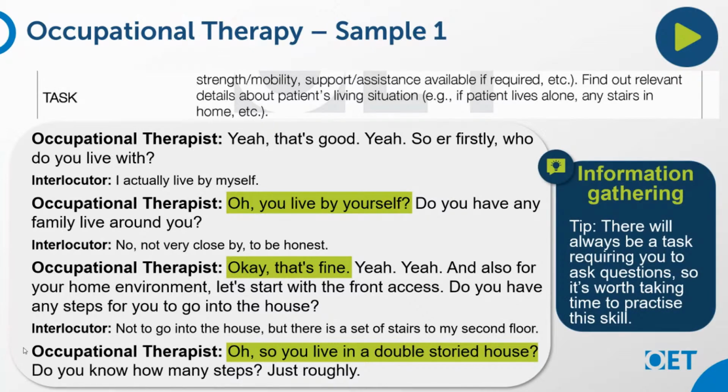So my tip here is there is always going to be a task or part of a task that requires you to ask questions during the speaking test. So it is something worth spending time on trying to improve.